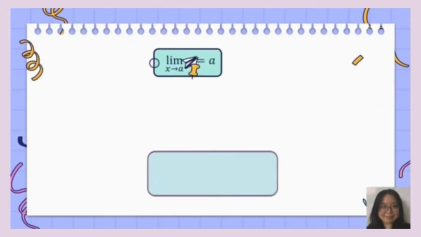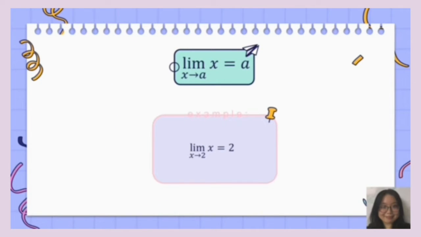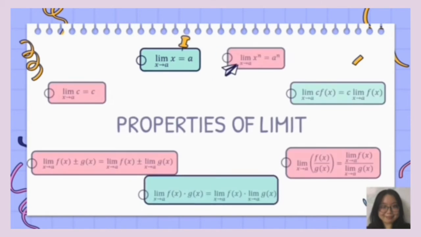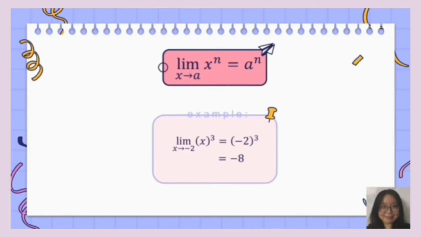Property number 2 is limit x approaches to a x, the answer will be a. So for this property, you just substitute x equal to a. This is an example. Property number 3 is limit x approaches to a, x power of n is equal to a power of n. Same as the previous property, just substitute x equal to a. This is an example.